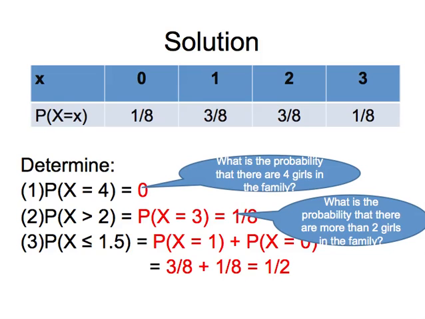The probability that x is less than or equal to 1.5. What are the values of x that are less than or equal to 1.5 on our table? That would be 1 and 0. Those are the two values of x that are less than or equal to 1.5. The probability that x is equal to 1 is 3 over 8. The probability that x is equal to 0 is 1 over 8. That adds up to 4 over 8, which is equal to a half.